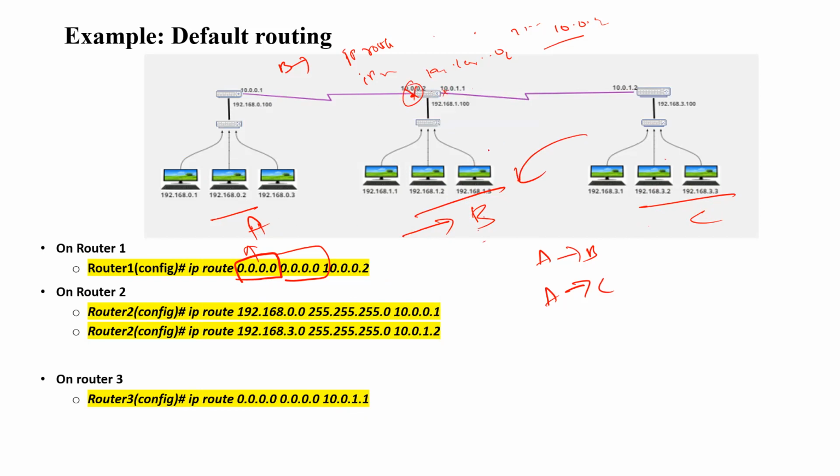So if you don't know what destination we need to reach, or if you have only one exit point to reach B and C, in those cases we'll go for default routing. That is what we wrote here. IP route, whatever the destination IP is, either the B subnet or the A subnet, it has to come to 10.0.1.1 on the C router, on the R3 router.